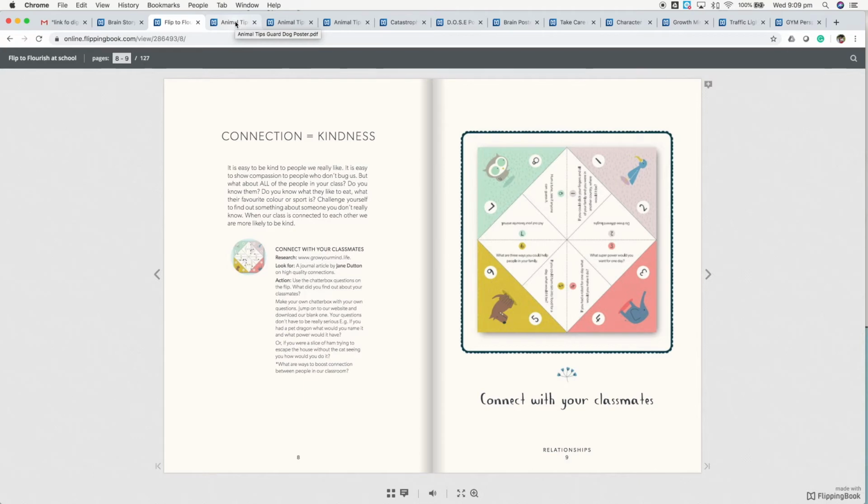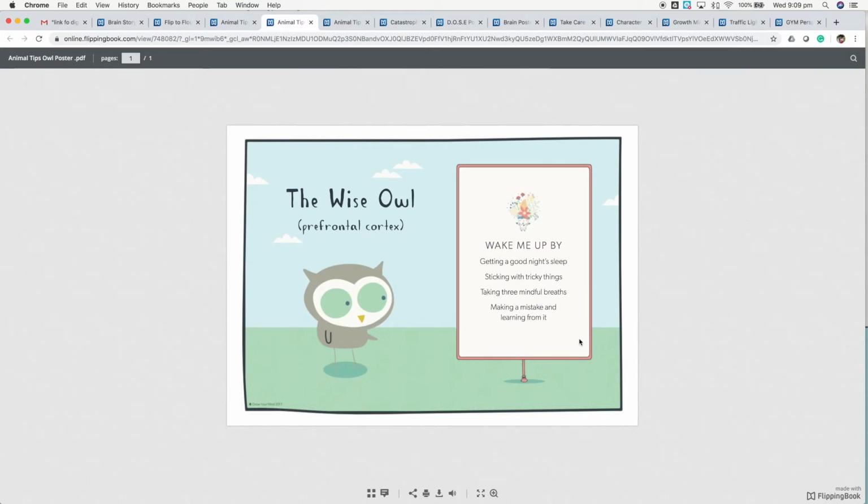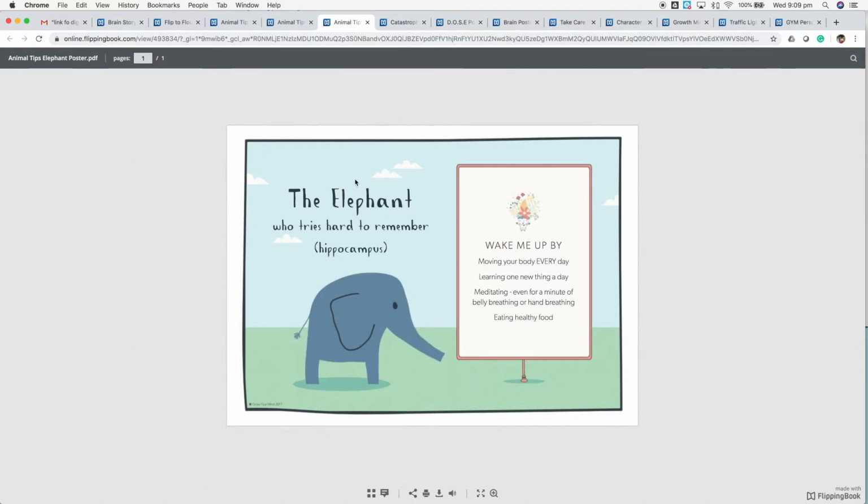Now, you'd all be familiar with the animal characters, but if you want to get to know them a bit more, these are little cheat sheets about how we calm them down. That's the guard dog, or how potentially we wake them up. And really this is about promoting good brain health. And you'll find that there are worksheets. These worksheets are free online, but also in the student journals. They can go through and they can write up their own little tips for how they wake up their wise owl or how they calm down their guard dog. So there's one for each animal, and the sifting sooty's in there as well.